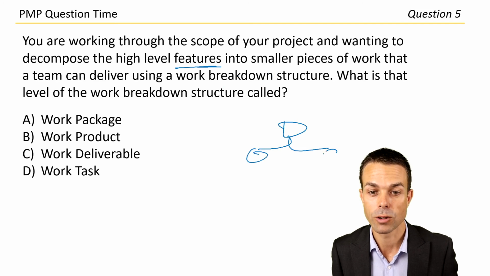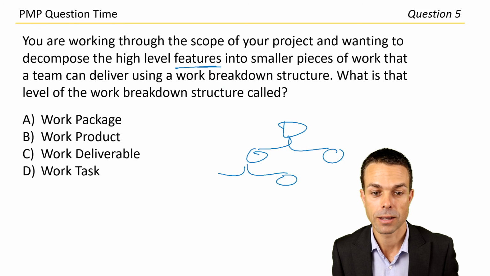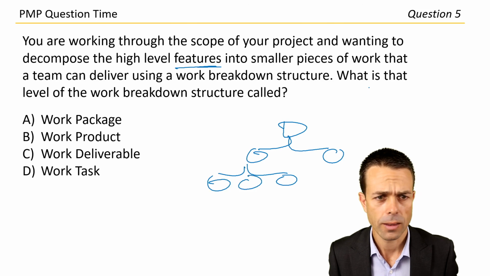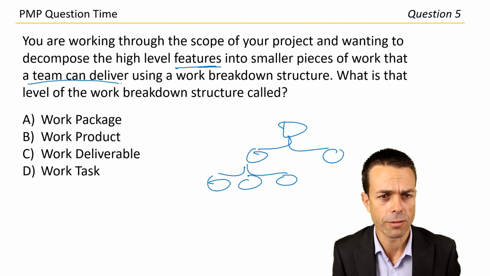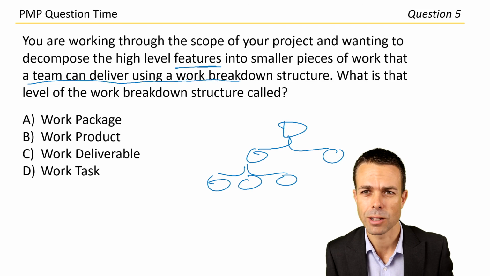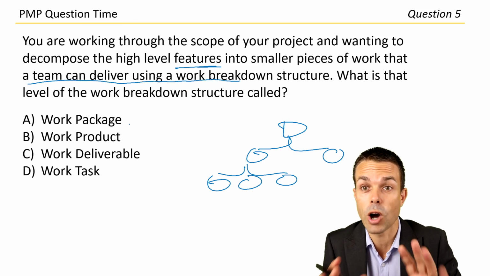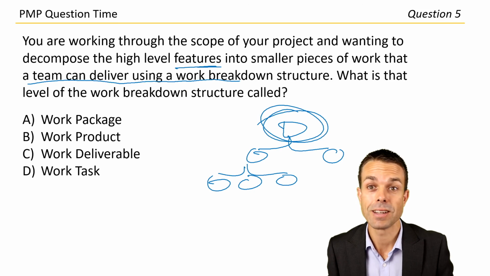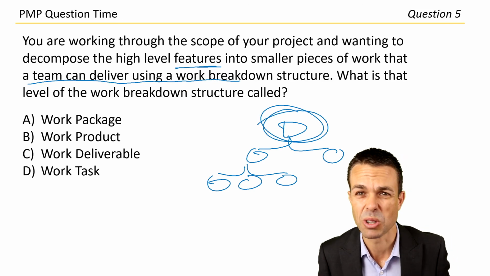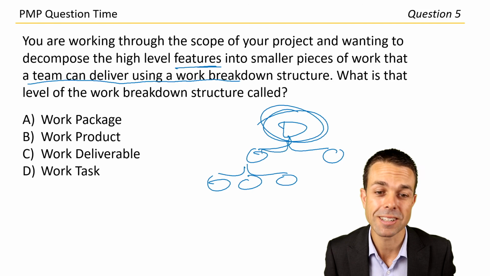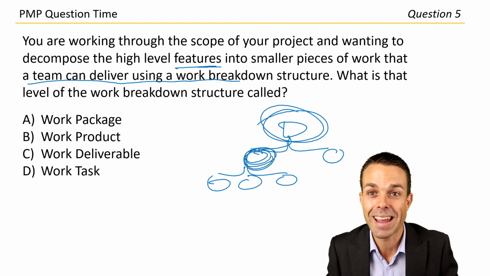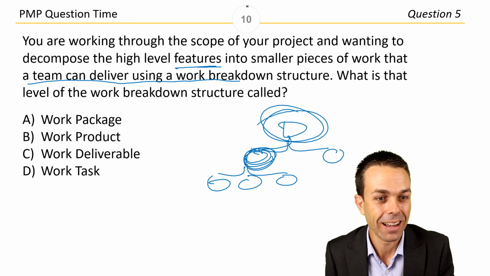You know how these look. You've got just down here into the bits and pieces. And what is that level of the work breakdown structure called? That a team can deliver. Okay, so that's like the lowest form that you're assigning to the teams. So it's not the high-level feature. You're not going to say, okay, team, deliver this high-level feature, but we haven't really got any detail on it. You're going to go into the detail and break it down and decompose it and turn it into a work package. And there it is.